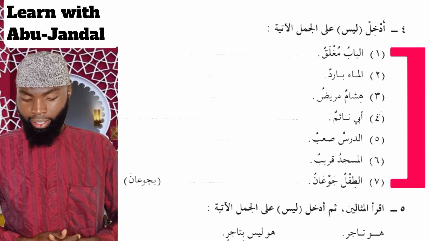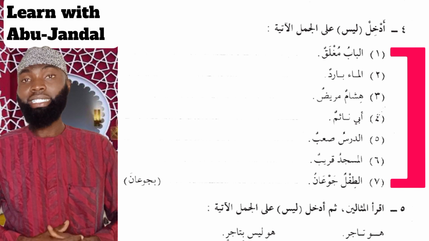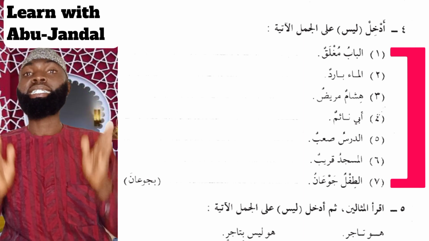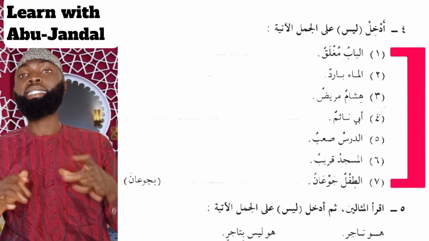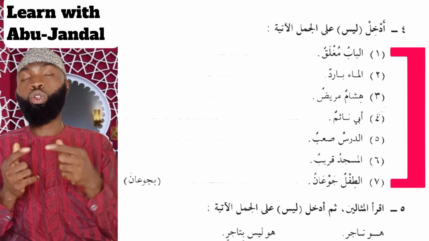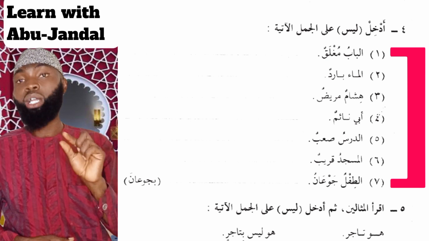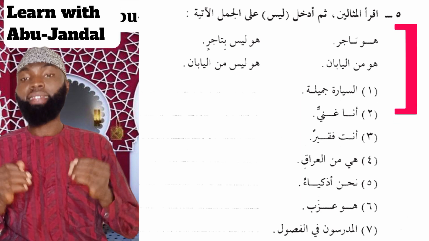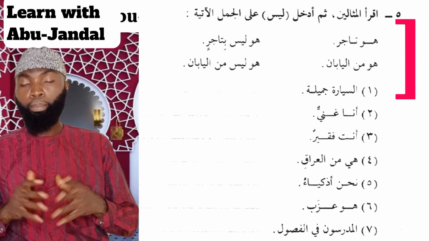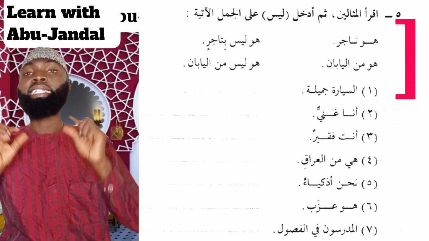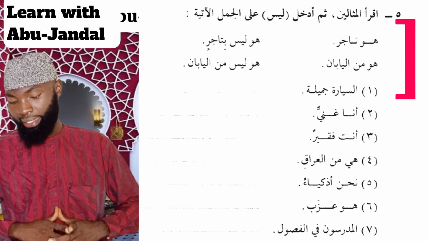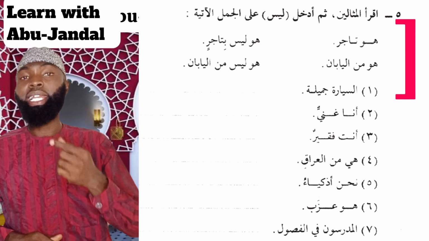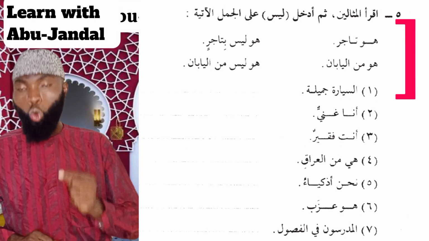At-tiflu jaw'anu, the baby is hungry. At-tiflu laysa bijaw'ana, because jaw'an is among the words whose ending will not carry kasra. So we have at-tiflu laysa bijaw'ana. Exercise number 5, the instruction says, Iqra'i mithalayn. Read the two examples. Thumma adkhil laysa ala al-jumal al-atiya. Then introduce the word laysa to the following sentences. The first example we have is huwa tajirun. He's a trader. And on this side we have huwa laysa bitajirin. He's not a trader.